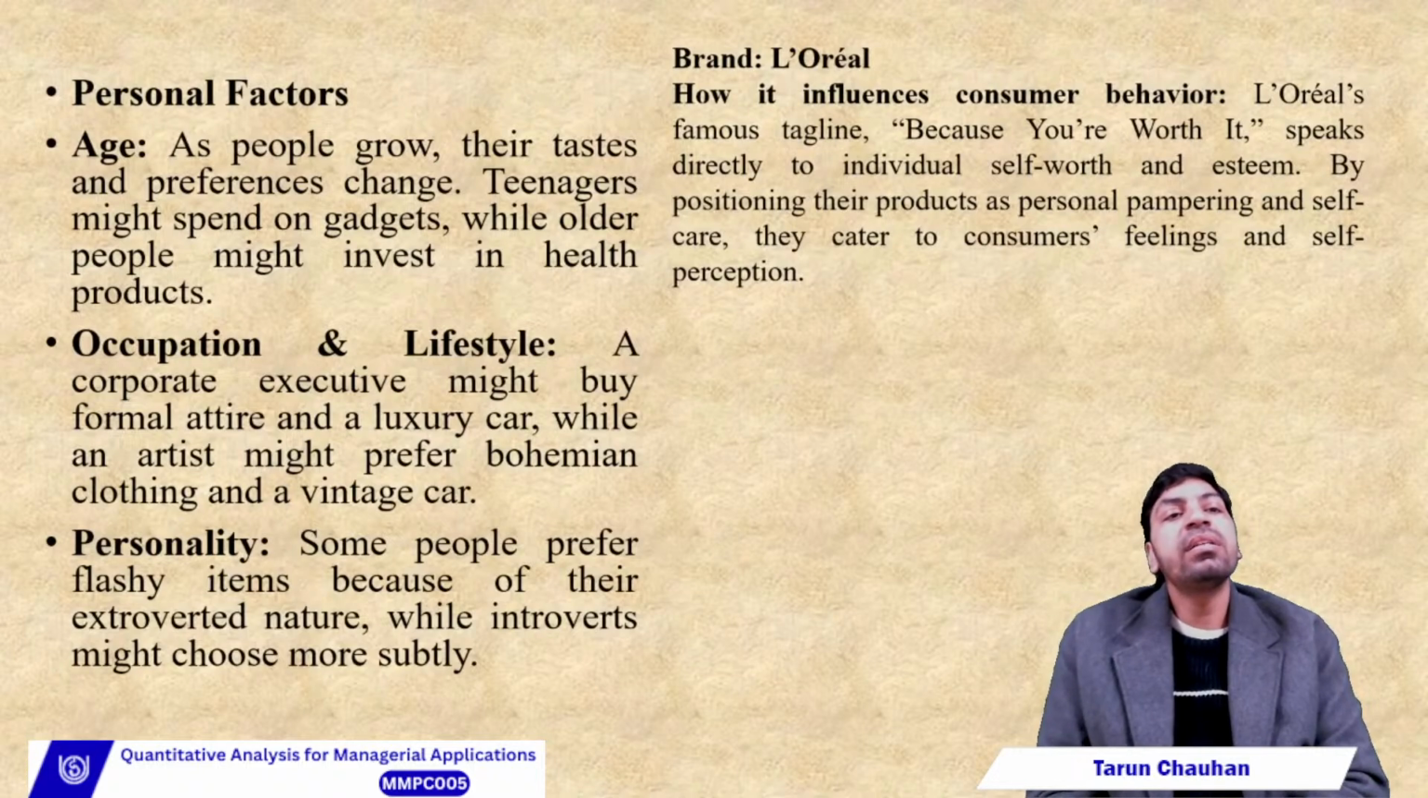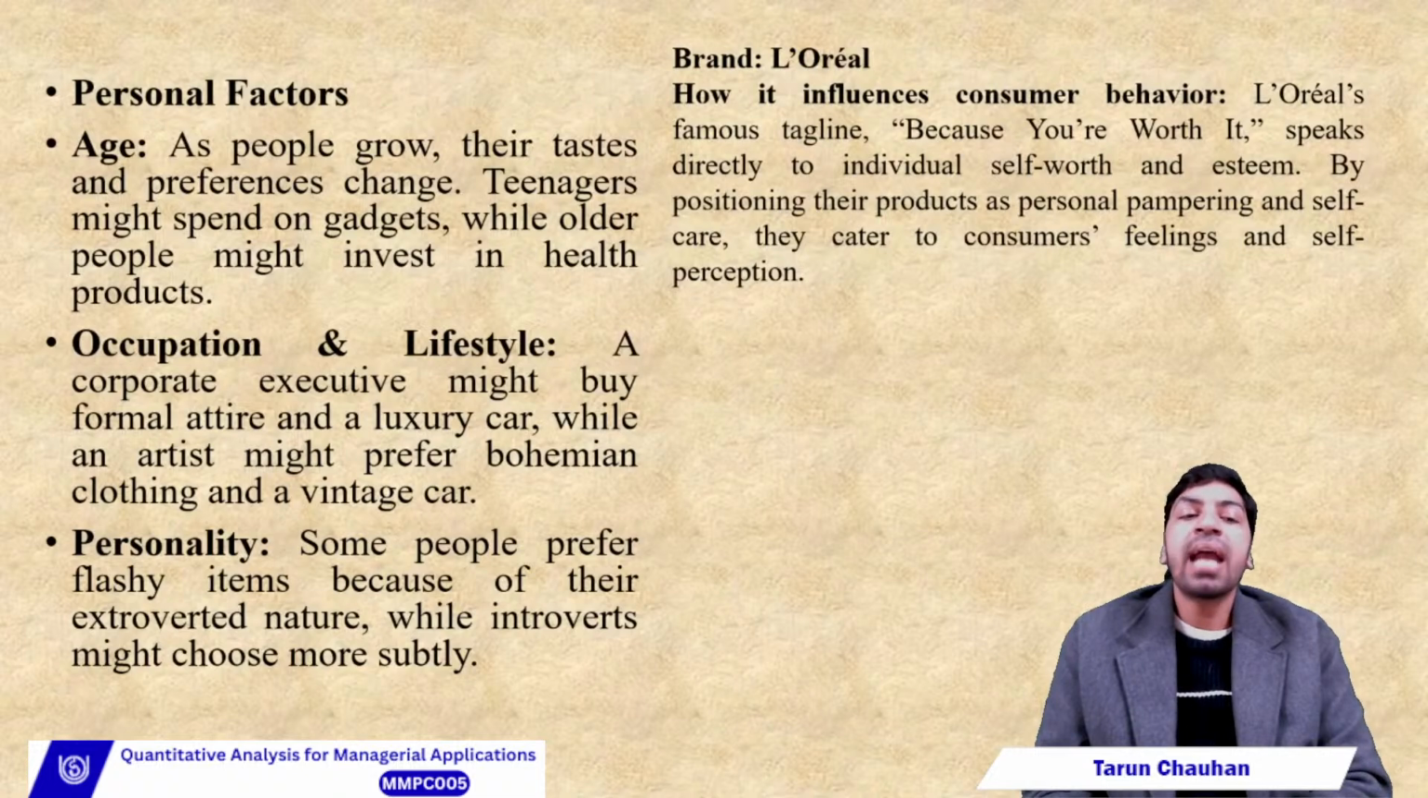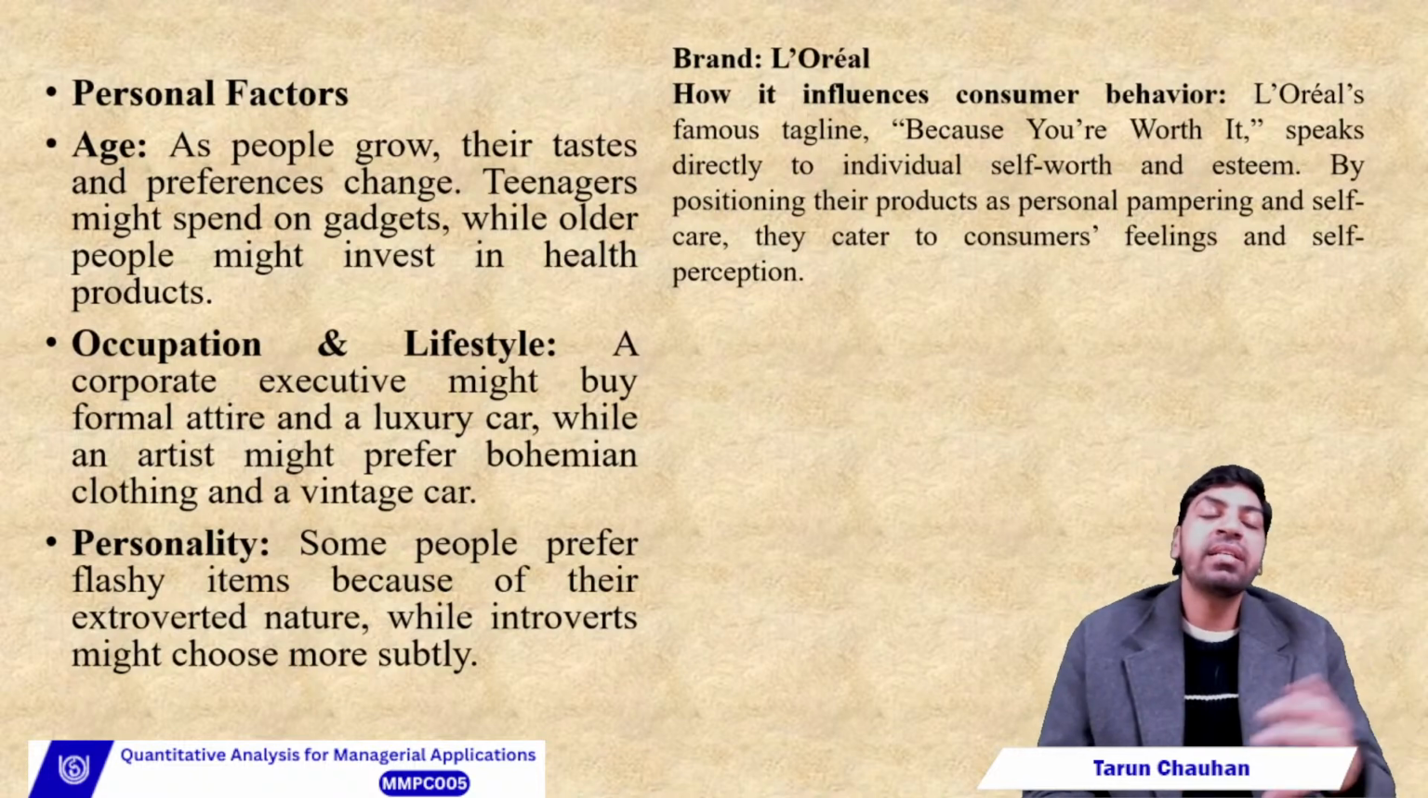Next one is personal factors. Personal factors are classified into three main categories. The first one is age, the second one is occupation and lifestyle, and the third one is personality. Depending upon the age, consumer tastes and preferences will always change. Teenagers always want gadgets, while older people want to invest in health products. So there are different choices depending upon their personal needs.